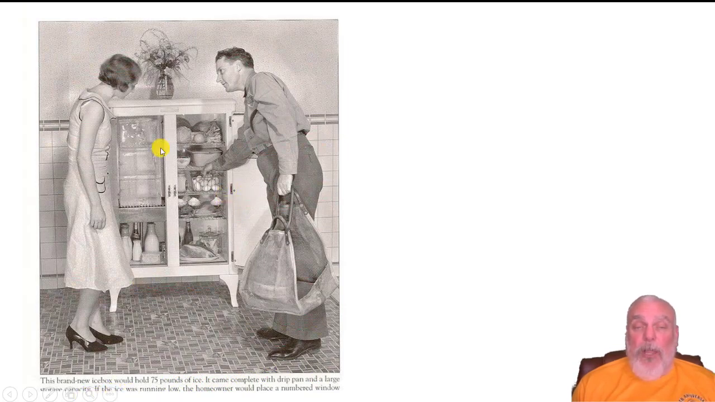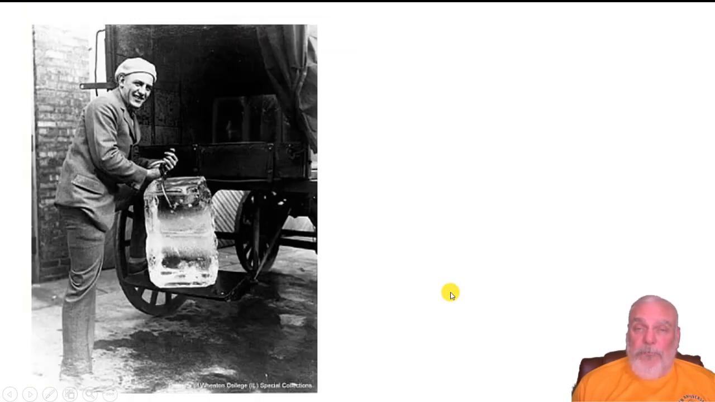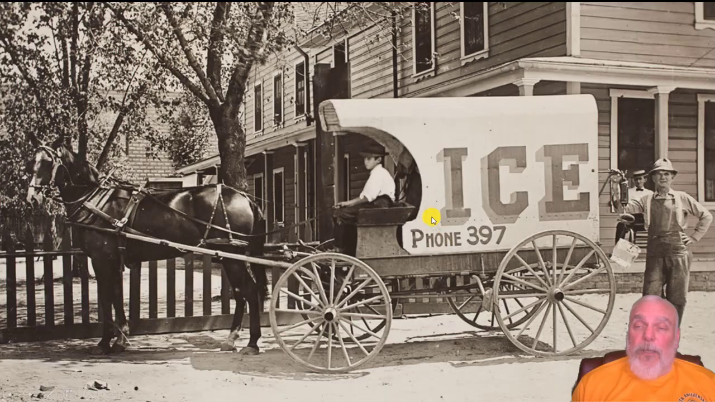And if the ice block is getting low, the homeowner would contact the iceman, and the iceman would show up in his wagon, and he would have a big block of ice that he would carry. And here's the ice wagon that would come to your house. You can see back here, the guy carrying a big block of ice.